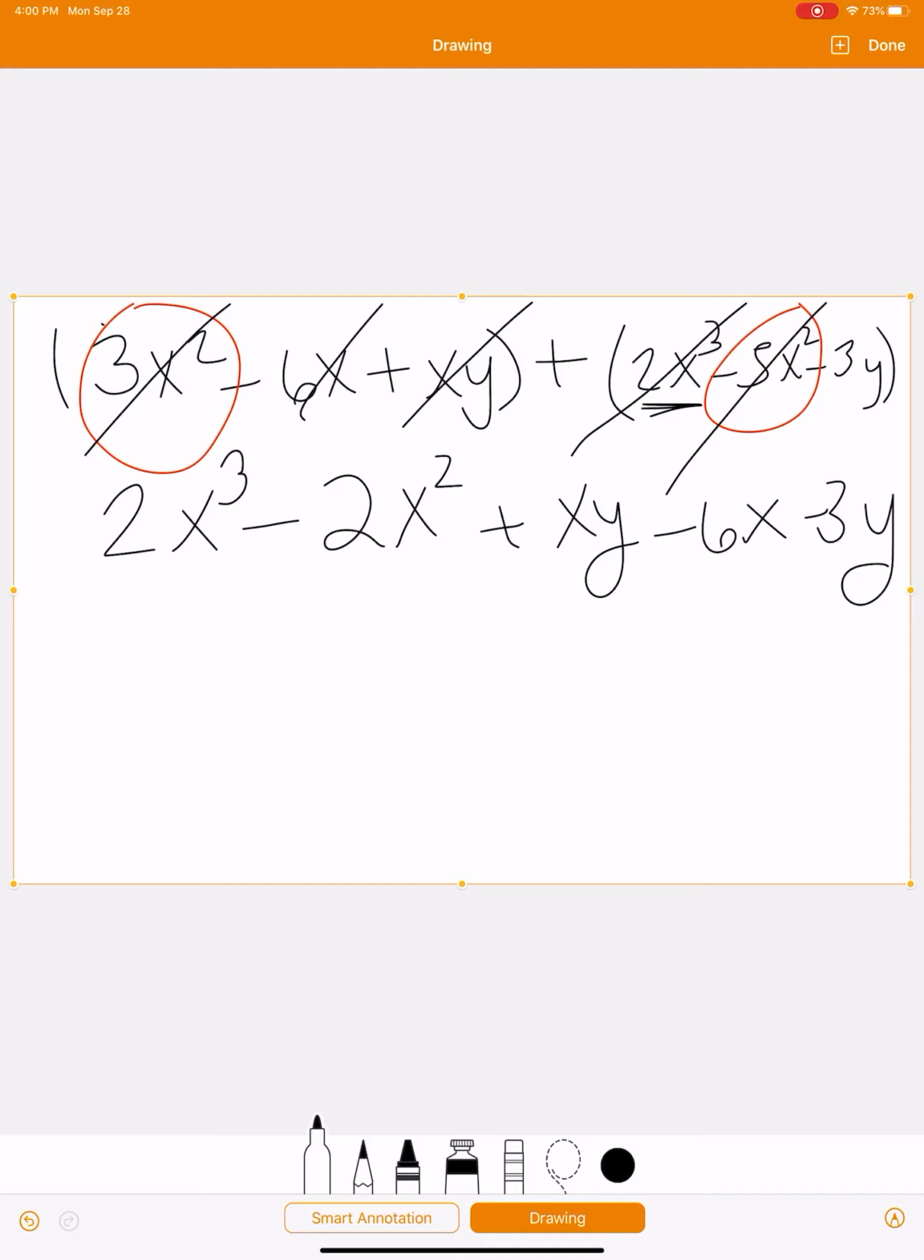And a lot of you may be asking, but Ms. Gonzalez, you got that x, you got that negative 6x and then negative 3y, and you can combine it with x and y. No, that's a mistake. Incorrect. Because they are different.